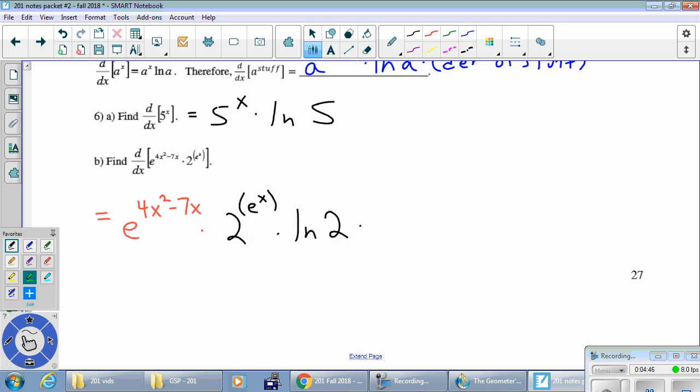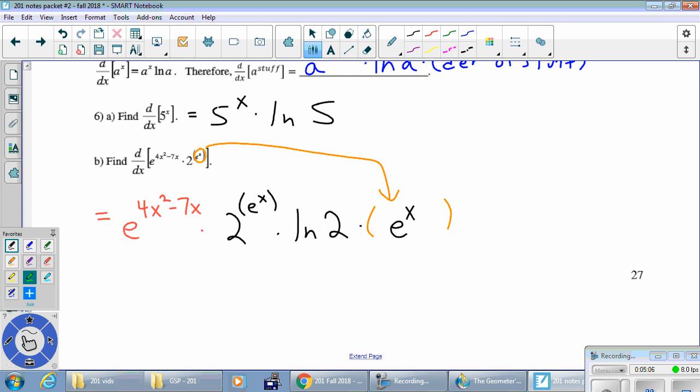That's the a to the stuff rule. But then times the derivative of the stuff. And the stuff I will circle here in orange. That's the stuff. Its derivative goes right here. And the derivative of e to the x is easy. It is just e to the x. Okay, that is half of the product rule.